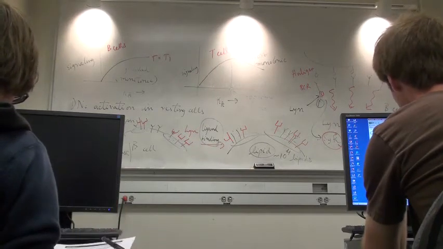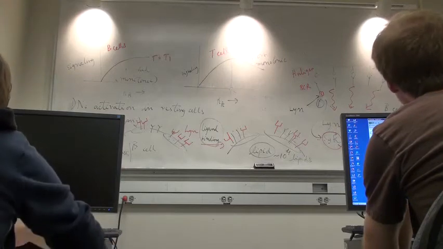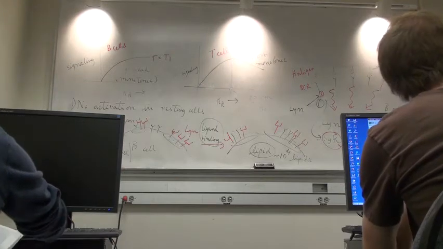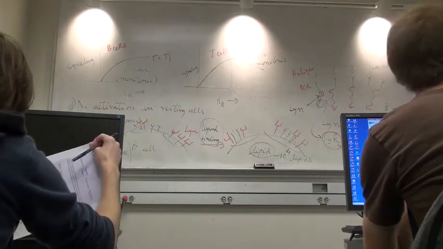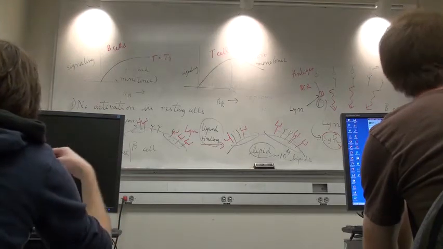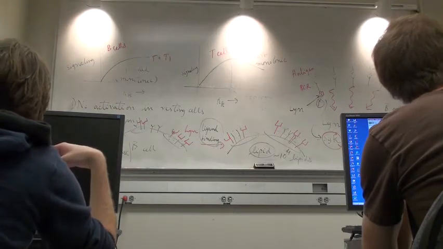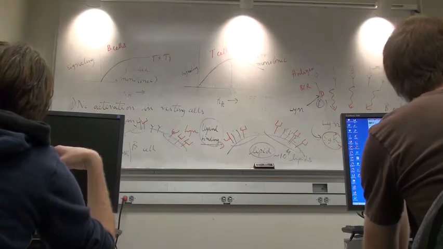When you have these cytoplasmic proteins, do you assume that they're one mix, so you don't have to track where they are spatially? No, we do track them spatially. So is it three-dimensional?